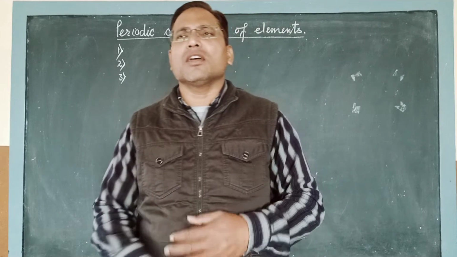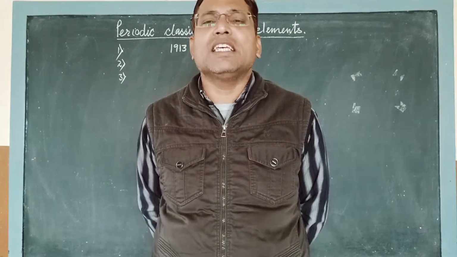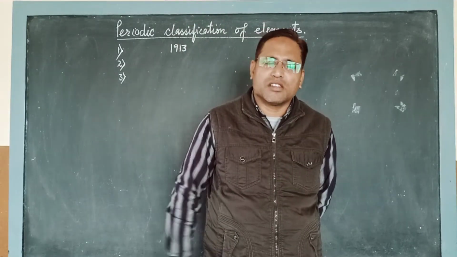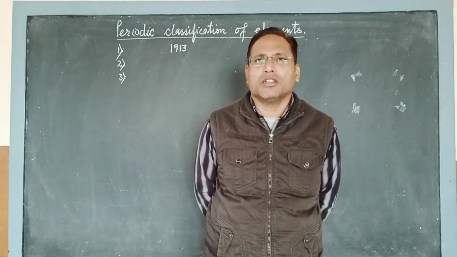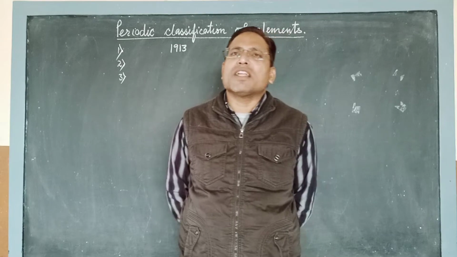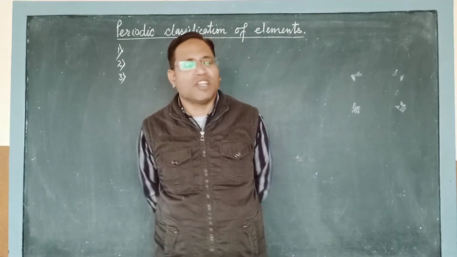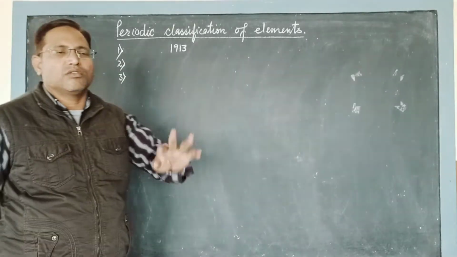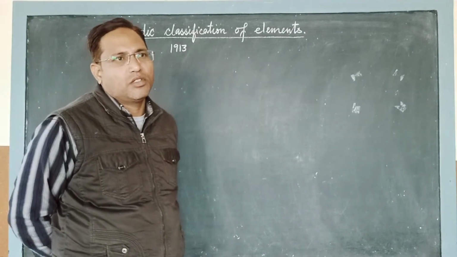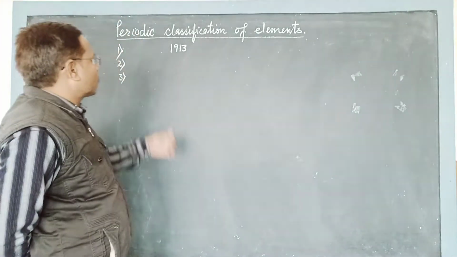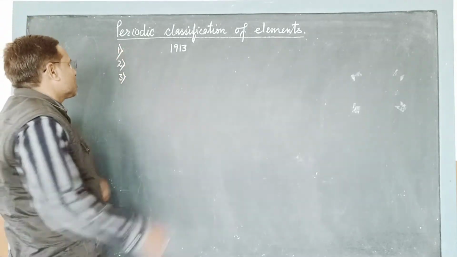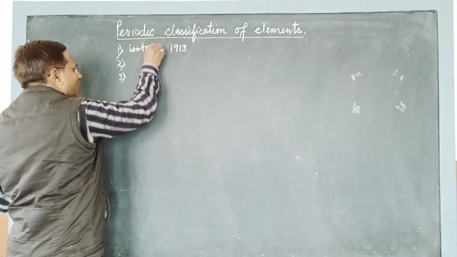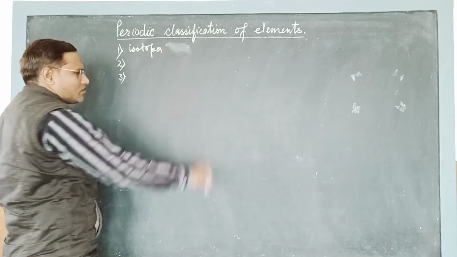So what changes took place by his arrangement? When he gave this arrangement by atomic number, what happened? Of the anomalies that were there in Mendeleev's classification, two of them were solved. What was that? About the isotopes. It was told about the isotopes.